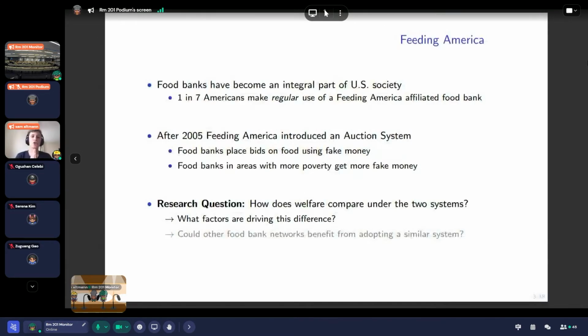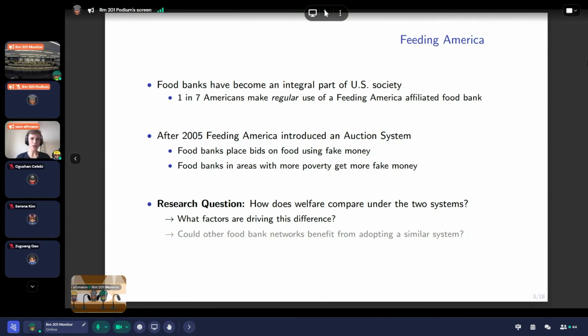So what I do in this project is I investigate how does welfare compare under these two regimes. I then push deeper into this question, asking, okay, what are the factors that drive this difference? Where are these benefits of choice actually coming from? And in the paper that I won't discuss today, I also look into whether other food bank networks could benefit from adopting a similar system by thinking about some of the mechanisms that are used by other food bank networks. For example, just sending food to the nearest food bank.